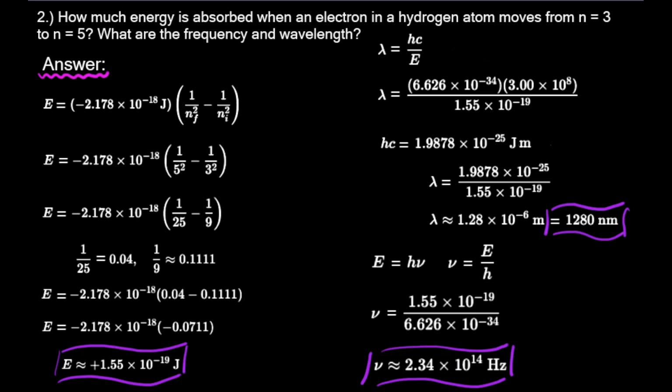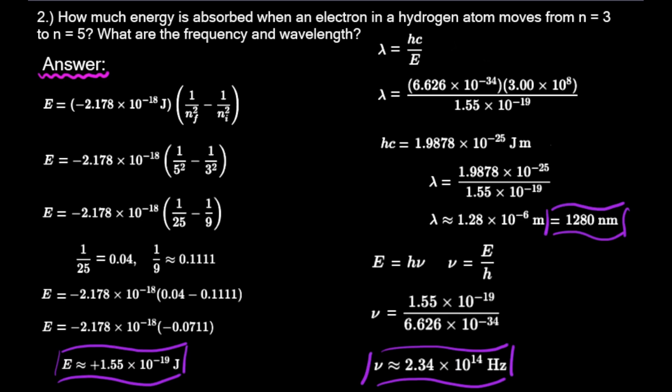Next, we find the wavelength using the equation lambda equals h times c divided by E. When we plug everything in and simplify, we get a wavelength of approximately 1.28 times 10 to the minus 6 meters, which is about 1280 nanometers, placing it in the infrared region. We know this is the infrared region because the wavelength is larger than the wavelength of red light, which is about 700 nanometers. Finally, we calculate the frequency.